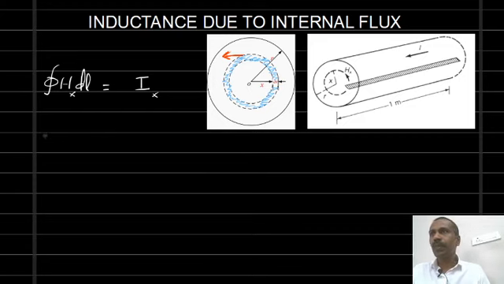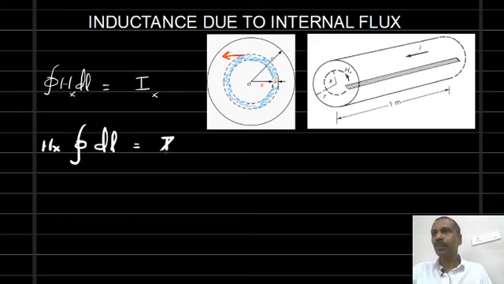So you can write this as Hx into integral dl is equal to the current enclosed by the path as Ix. So it is Hx into, what is the length of the closed path? Is the bluish circle. The length is 2 pi x, the perimeter of the circle we are considering, is equal to, on the right hand side you have to write the current enclosed by the path.